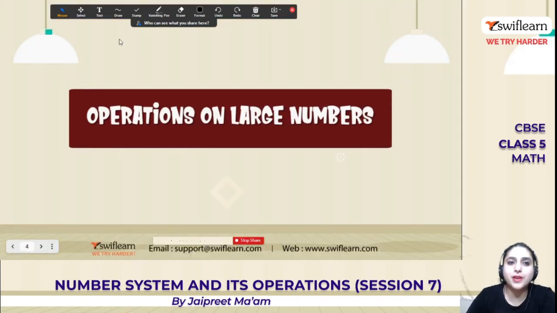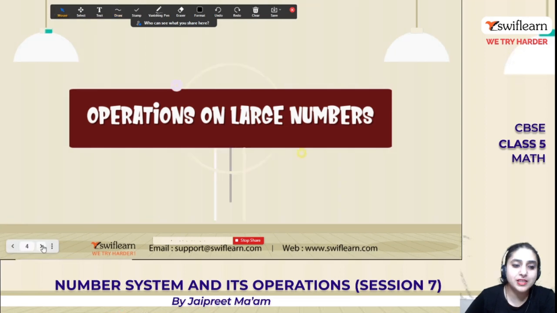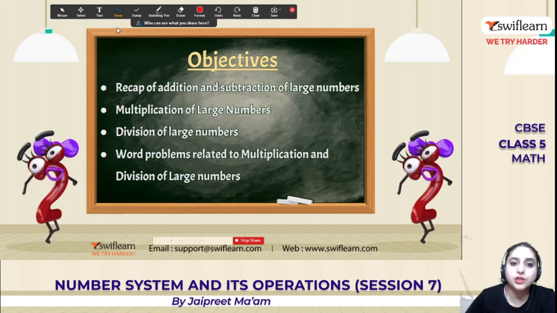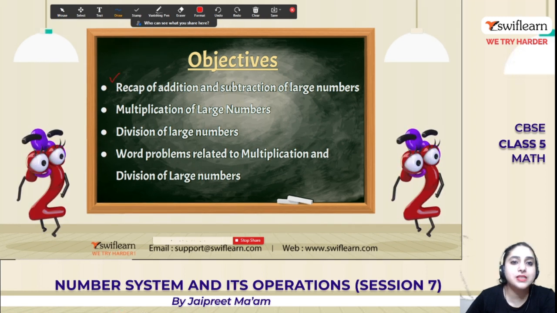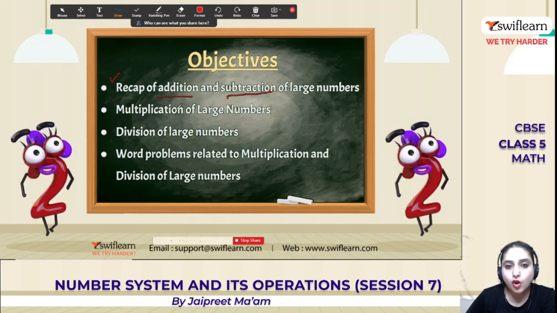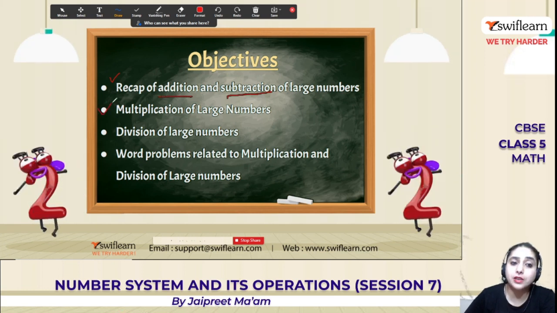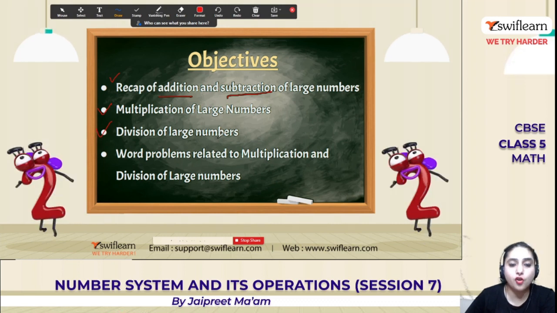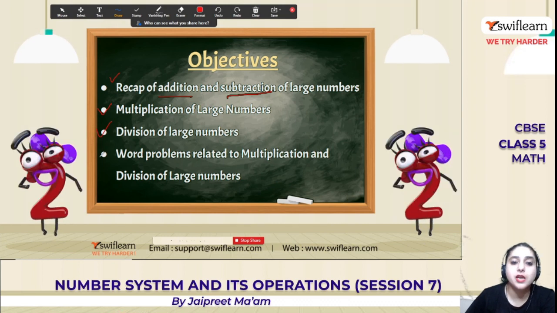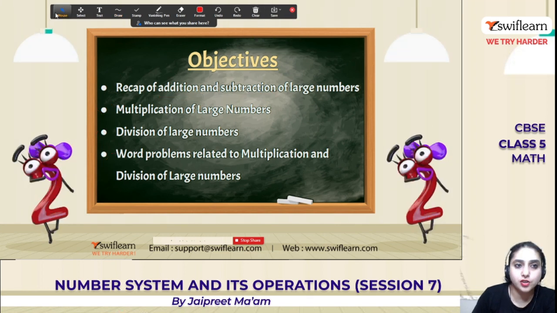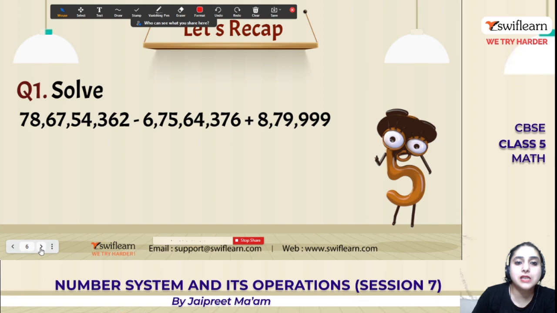So let's begin our topic, operation on large numbers. Let's see what we are going to learn today in the class. First of all, we will do the revision of whatever we learnt in session 6, that is addition and subtraction of large numbers, and then we will learn two new operations, multiplication of large numbers and division of large numbers, and we will also solve some word problems related to multiplication and division. So let's begin. Let's start with the revision.